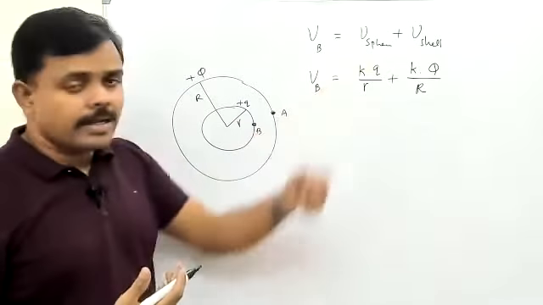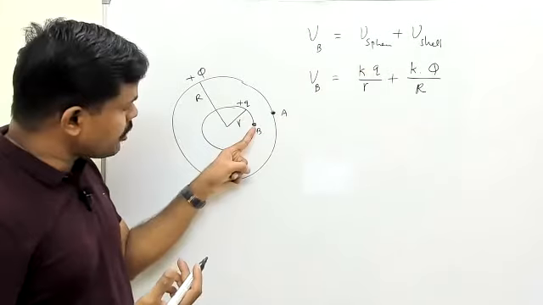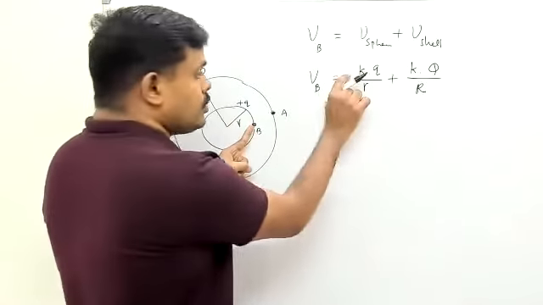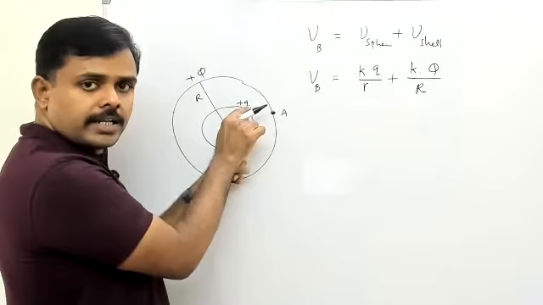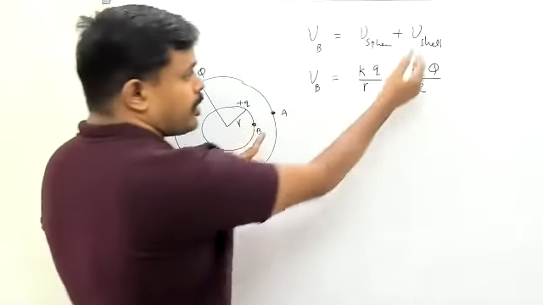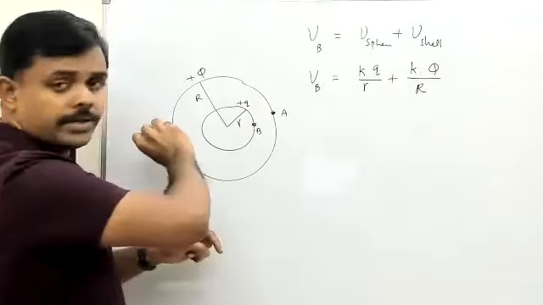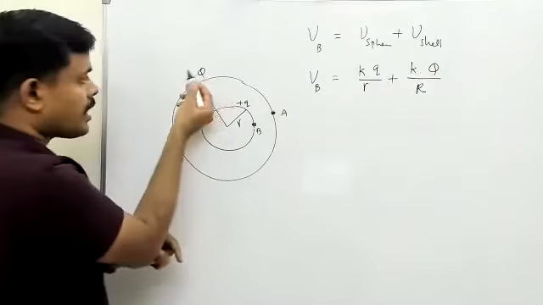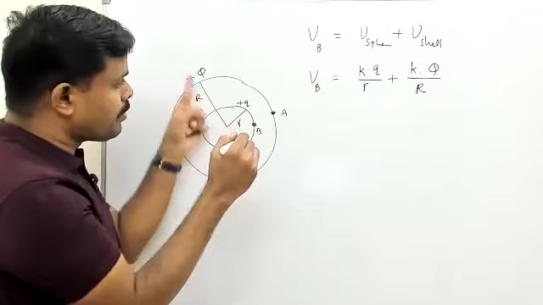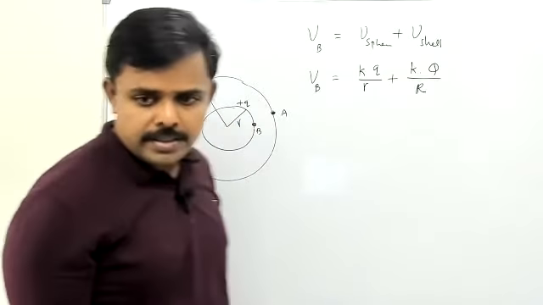I am just writing them down. That's it. What about the potential at this point then? Potential due to the sphere. What is that? It's K into its charge, small q, divided by its radius, small r. Then what about the potential due to the shell? K into its charge, capital Q, divided by its radius, capital R. Did you understand this now?